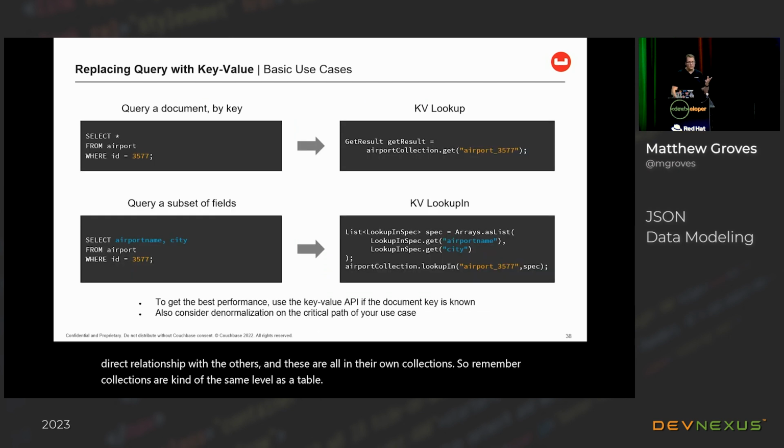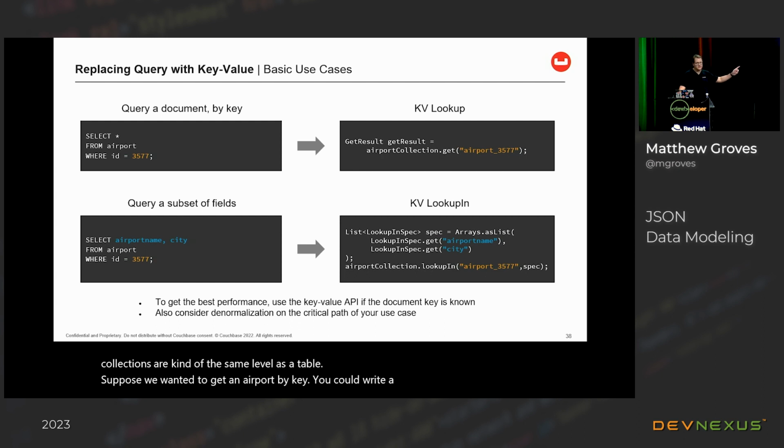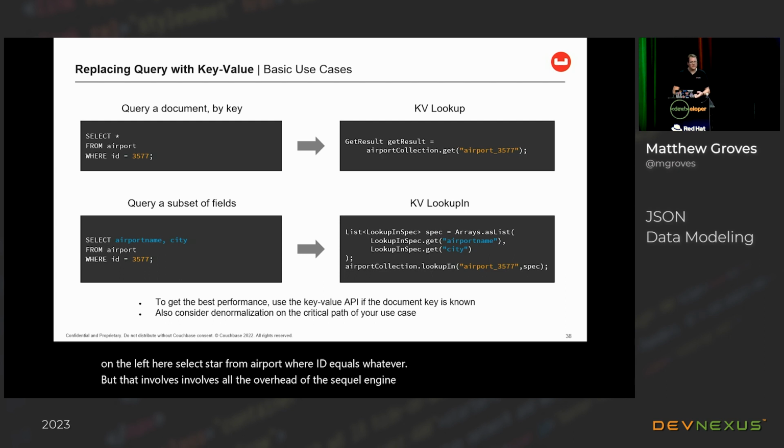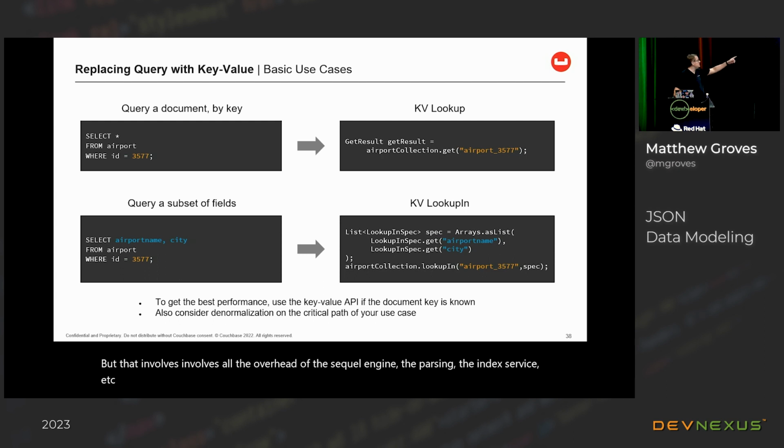Suppose we wanted to get an airport by key. You could write a SQL query to do this, just like on the left here. Select star from airport where ID equals whatever. But that involves all the overhead of the SQL engine, the parsing, the index service, et cetera. We could just switch that to, in this case, Java on the right, just one Java key lookup. It's going to be much, much faster.